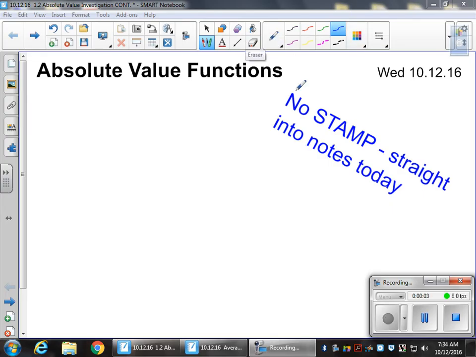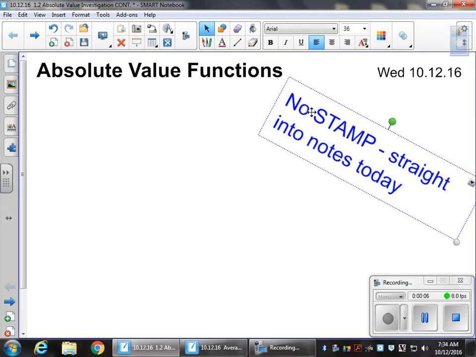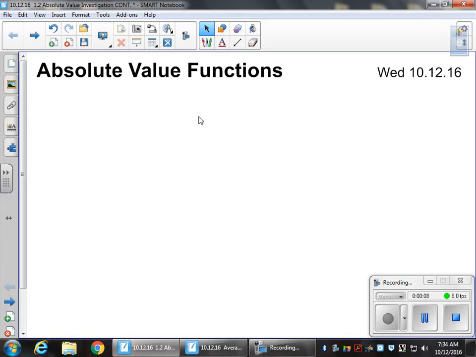Let's get going with our absolute value note. So let's find where we left off. We made some great conclusions from yesterday's work. Let's build on it.